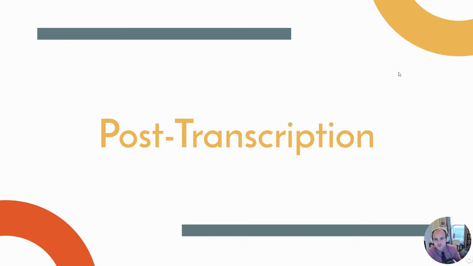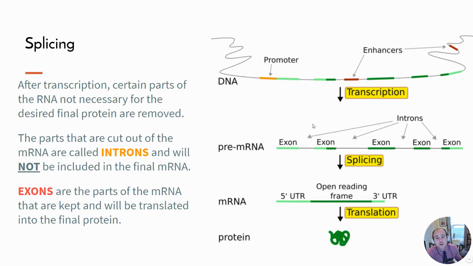Now what can we do to control our genes? Well, remember we talked about splicing as part of that final stage of transcription. There's different parts of the RNA that's made. There's exons and introns, and remember the introns get cut out, and the exons are what stay and are included in that final protein.